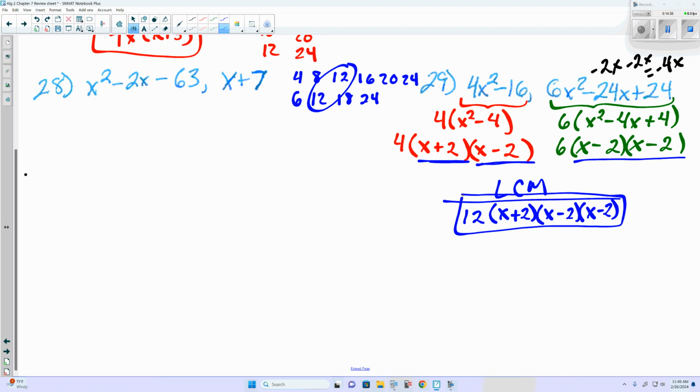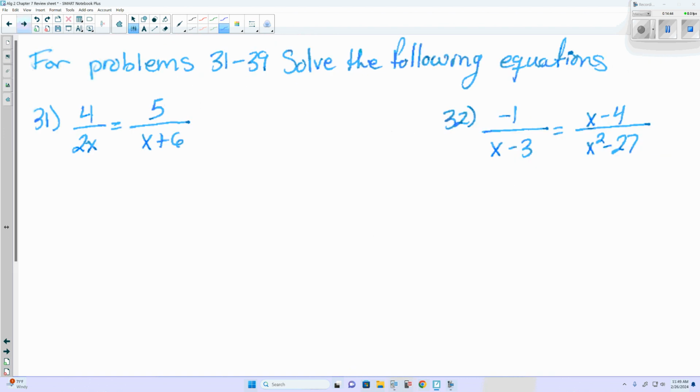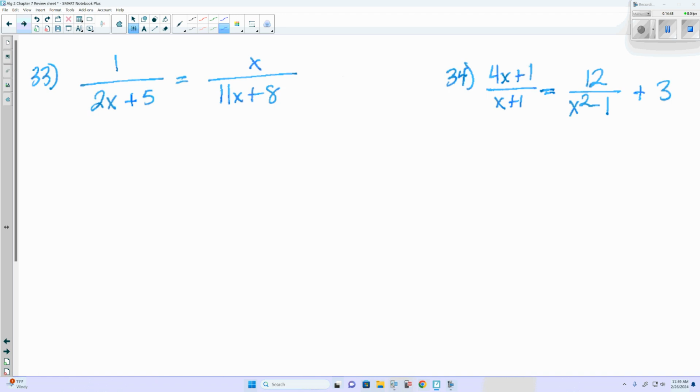Questions on this here? We're ready for solving. I'm going to skip to 34 because 31, 32, and 33, there's not problems exactly like this on the test. We're going to be looking more at equations like 34 through 39.